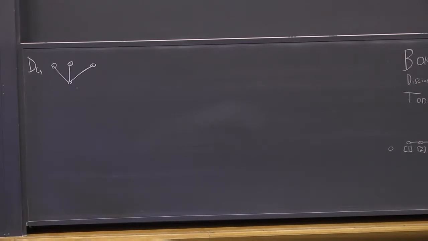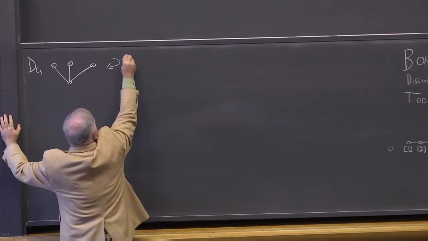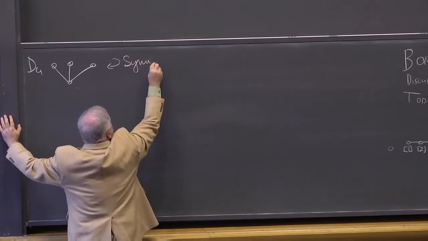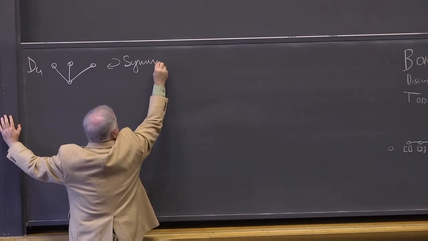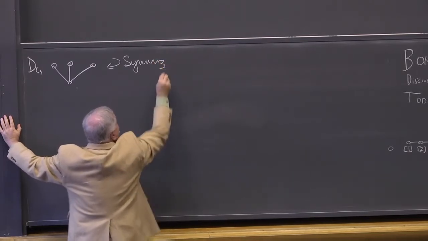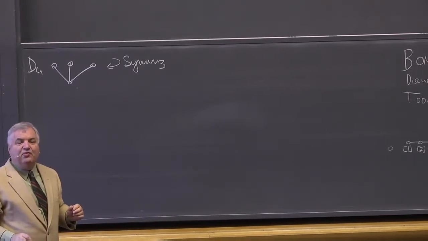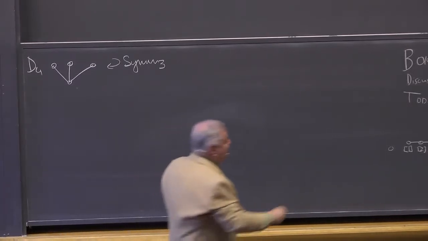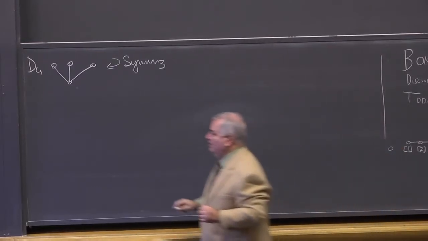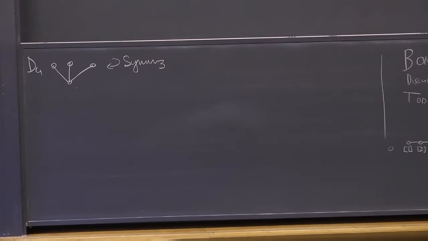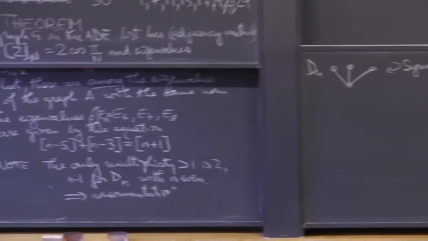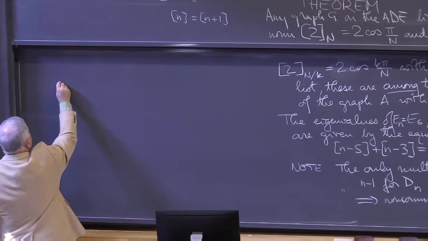So, there we are, and we take the D4 here, and it has a couple of symmetries. The symmetries are D3, S3, the symmetric group on 3 points. And by the way, I should make one more list before we continue, the list of the graphs which are not on the list, which come in a way which I'm going to describe next time. They come out of these ones.